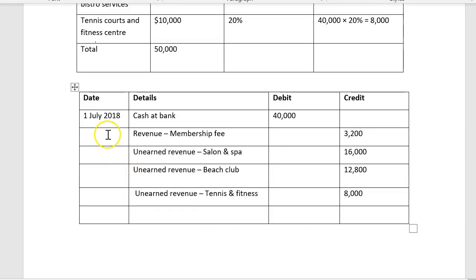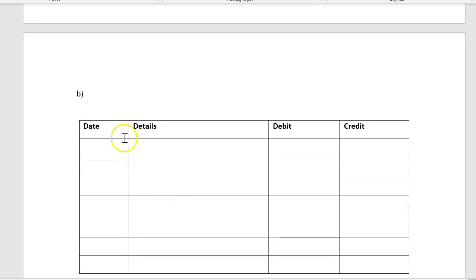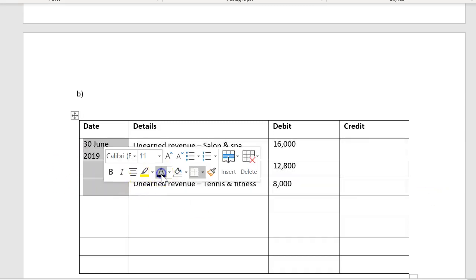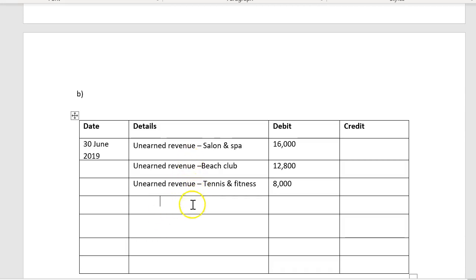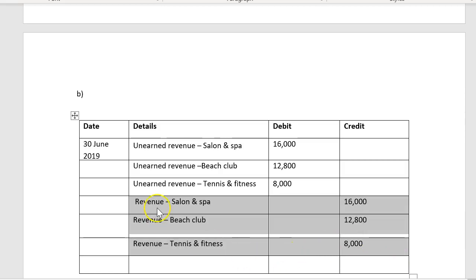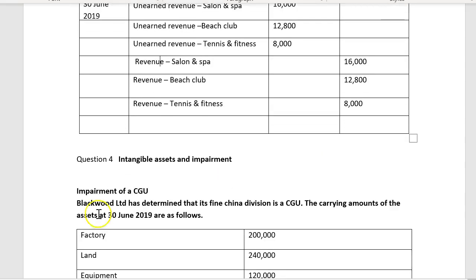So by the end of 30th of June 2019, this country club is able to recognize these 3 unearned revenue items as their service revenues. In June 2019, you debit all these unearned revenue items and you credit service revenue. And that's about it. All right guys, I'll meet you in the next video to discuss question number 4. Thanks.